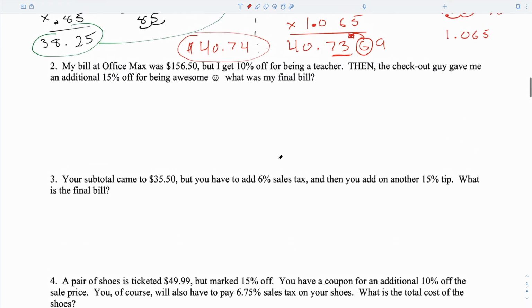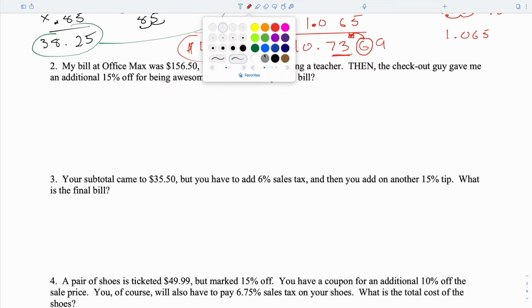Maybe 2 more. My bill at Office Max was $156.50, but I got 10% off for being a teacher. Then the checkout guy gave me an additional 15% off for being awesome because I'm the teacher of awesome. By awesome, I mean math. What's my final bill? First thing you're doing, help me out, Isabella.